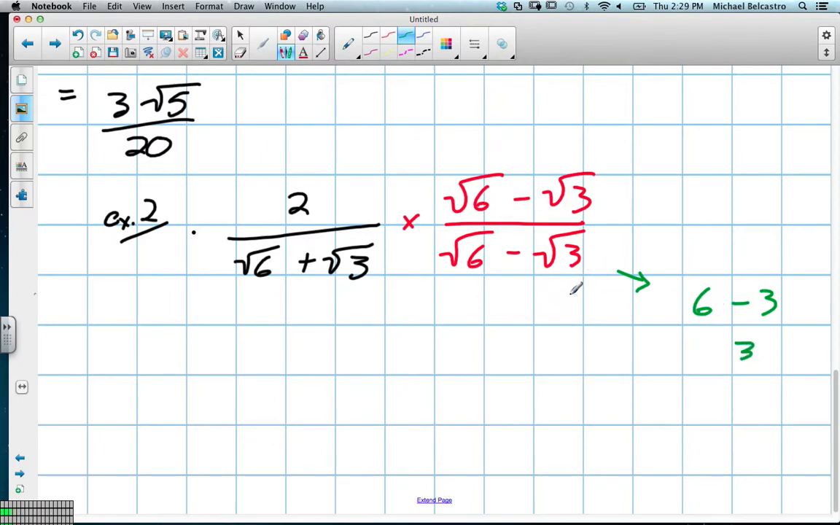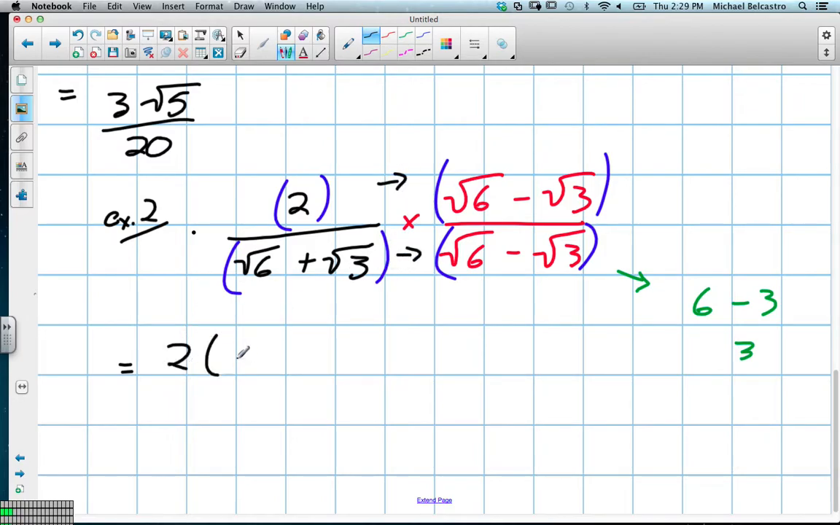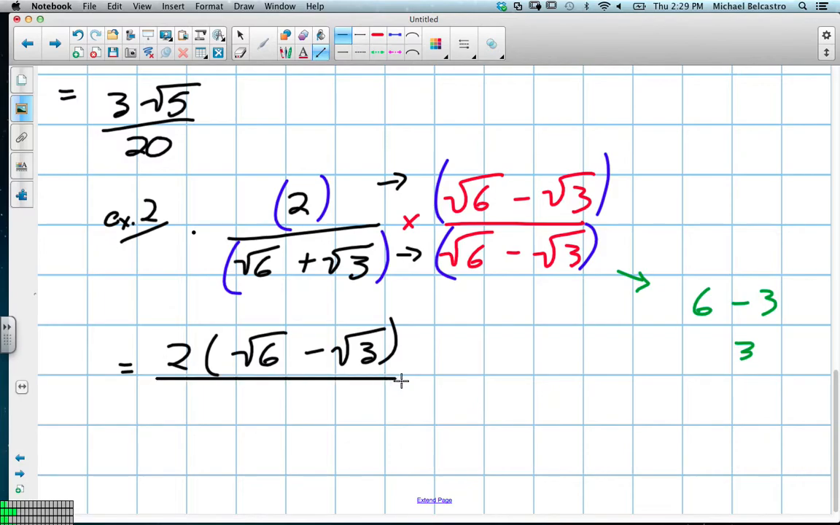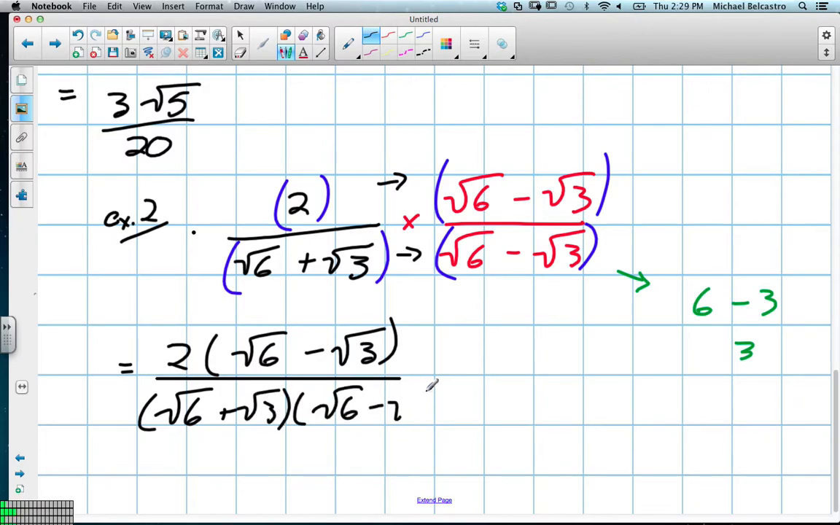But I'll walk you through all the distributive properties here. Essentially, think of these as brackets. All of these are brackets, and we're going to multiply all of them together. So let's combine them. Because when you multiply fractions, you do the top by the top and the bottom by the bottom. So you have 2 times root 6 minus root 3 on top. And on the bottom, we have root 6 plus root 3 times root 6 minus root 3.